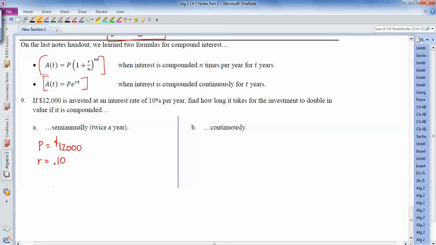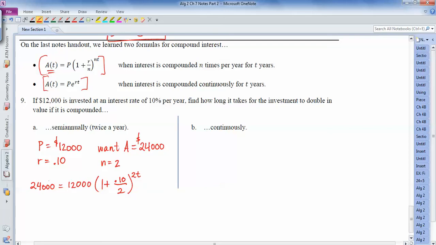Find out how long it takes for the investment to double if it's compounded semi-annually. Okay, well, then we want the total amount to be 24,000. And semi-annually means n is going to be 2, because n is how many times per year. So I'm going to set up what I can. 24,000 is the a, that's this part, equals p, which is 12,000, times 1 plus the rate divided by n to the n times t. And we're solving for t.